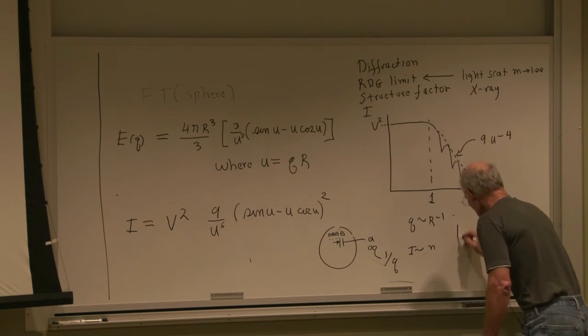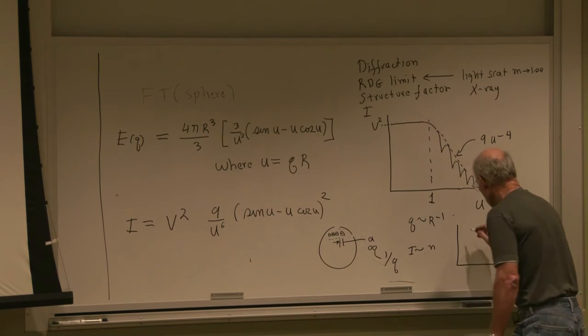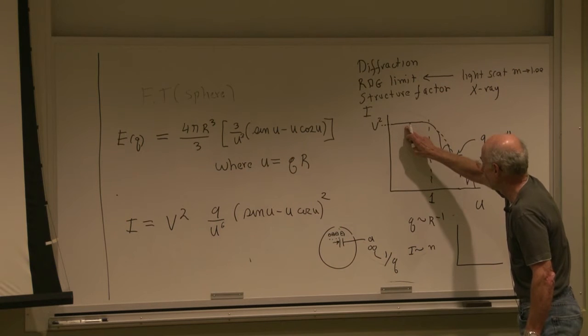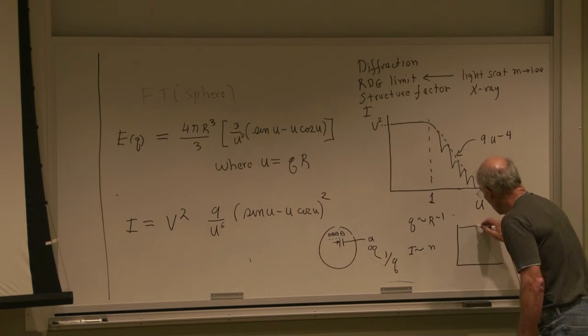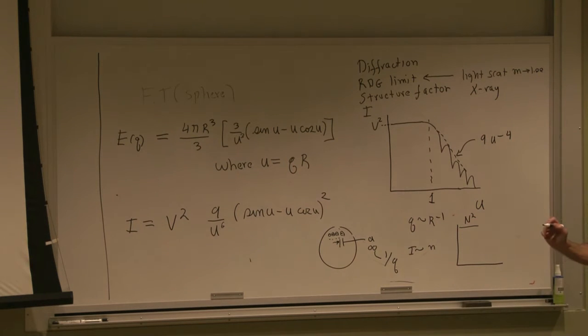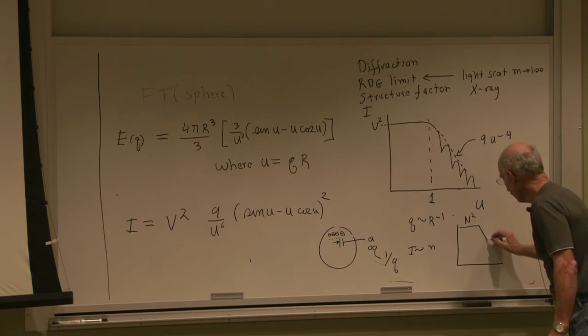So let's sketch this. Much as the volume squared, this is n squared, correct? The number of little point scatterers. Then it's going to fall off.